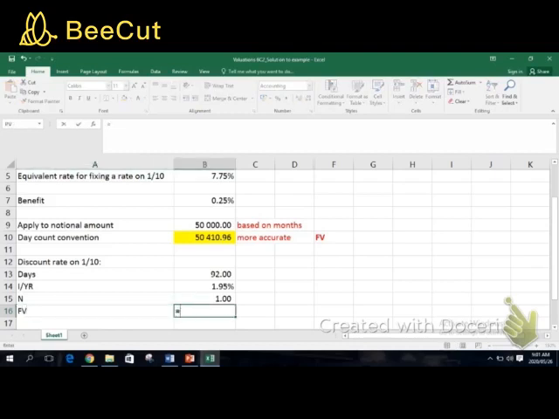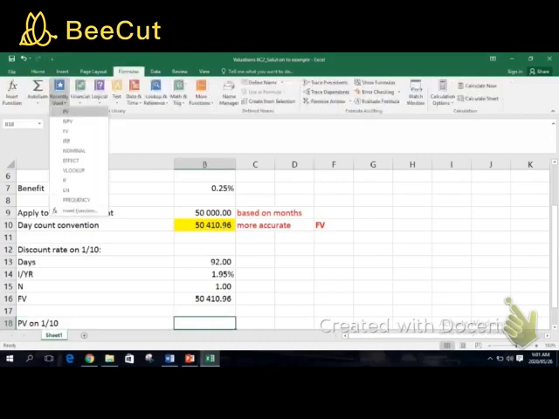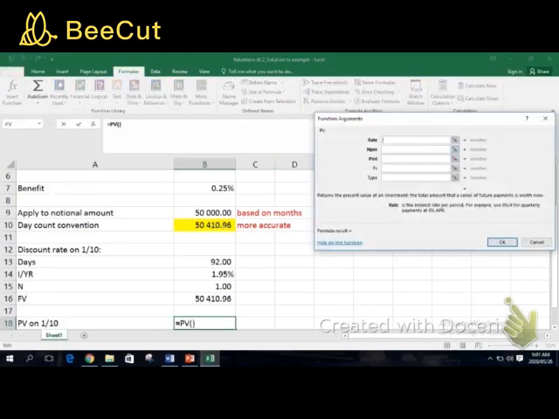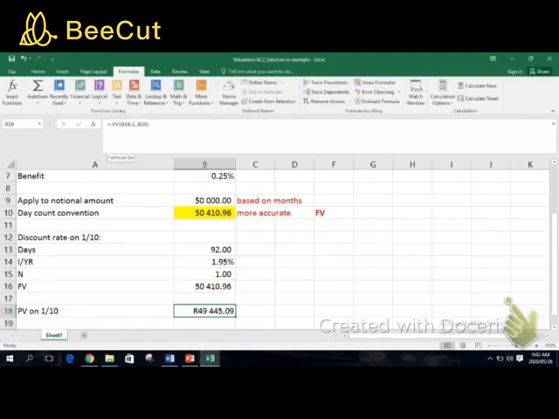We know our future value is that 50,410 Rand 96. And so I now calculate a PV, very important, on 1 October of that benefit. So I'm going to open up my formulas here. You go to your financial calculator. Our rate is that 1.95%, already adjusted to that portion of the year. We are discounting it with 1 compounding, in other words, an N of 1, a future value of 50,410 Rand 96, and that gives me a value, let's just change the sign, on 1 October of 49,445.